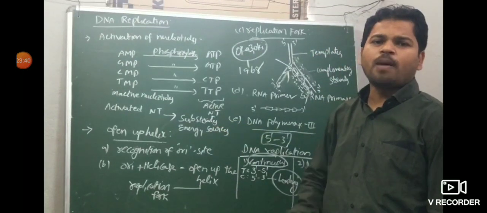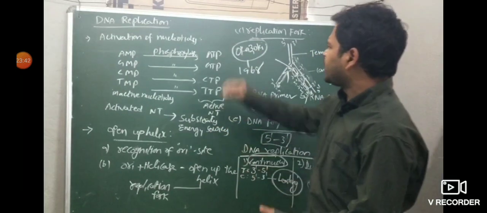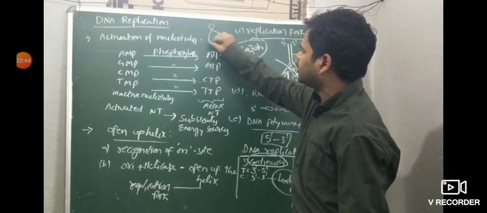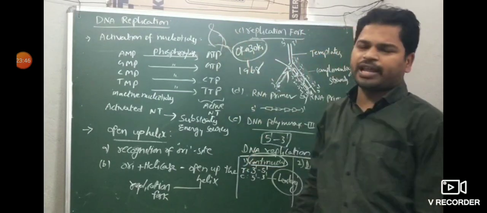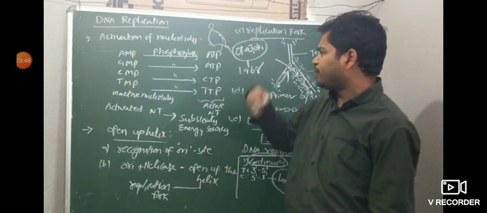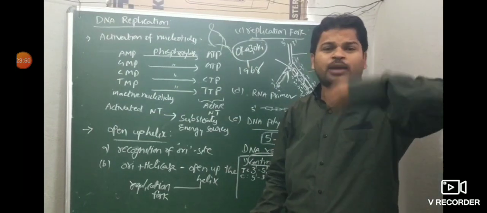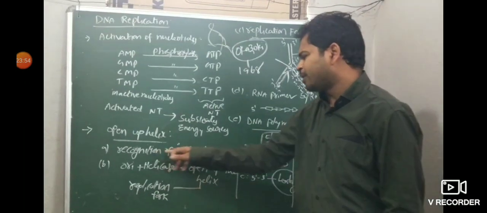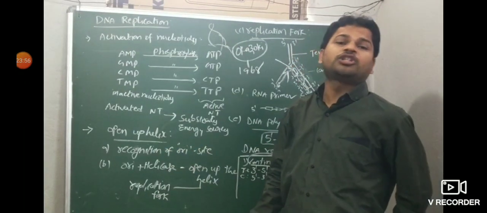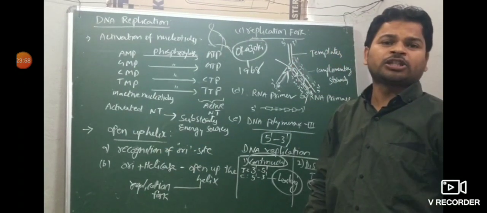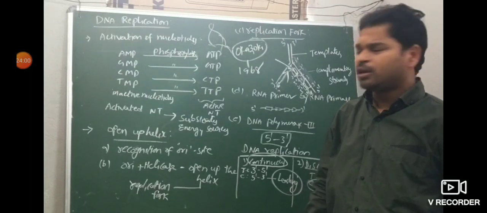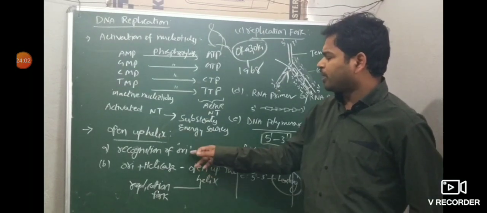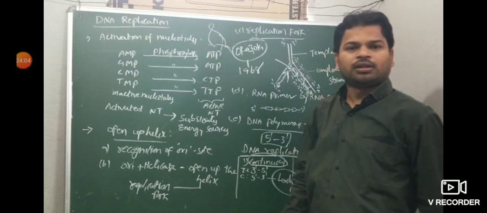Then after that, open up the helix. DNA is a double helix structure. To open up the helix, how to open? First, before going to that, where does replication need to start? That needs to be identified. That is nothing but recognition of the ORI site, the origin of replication.